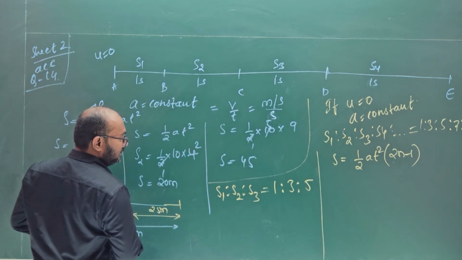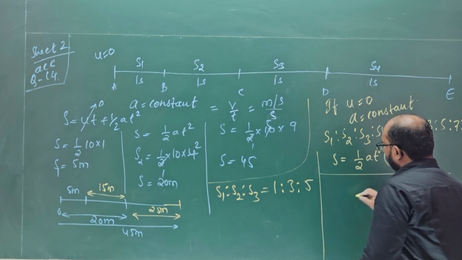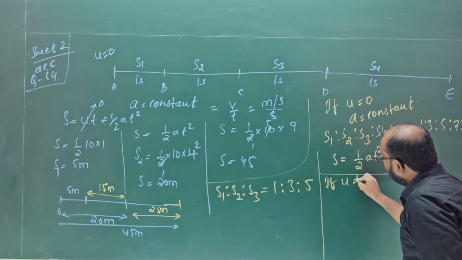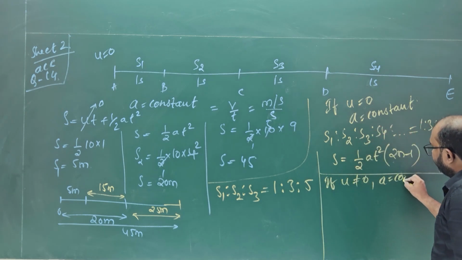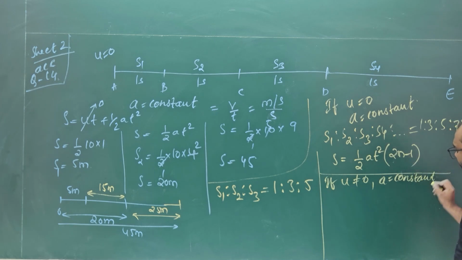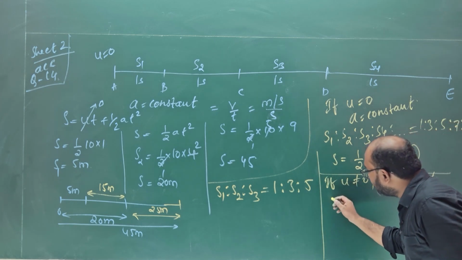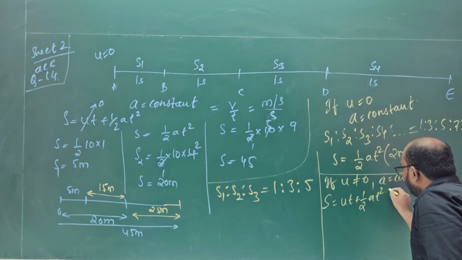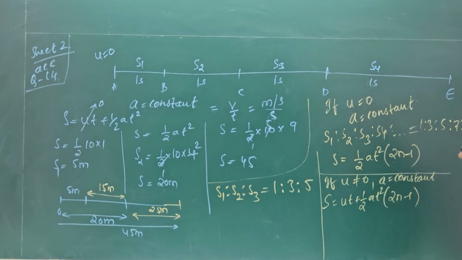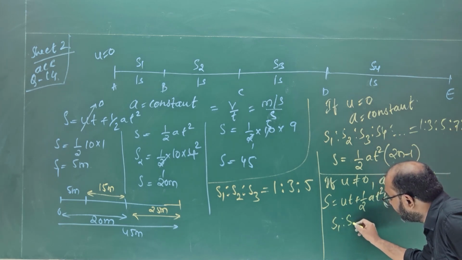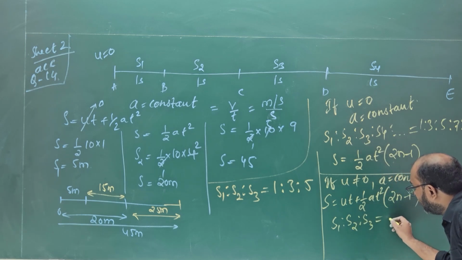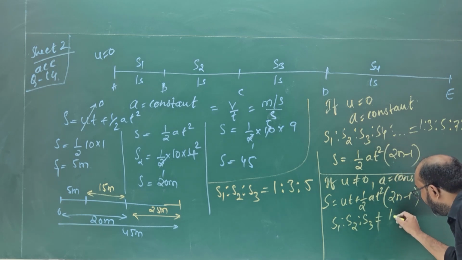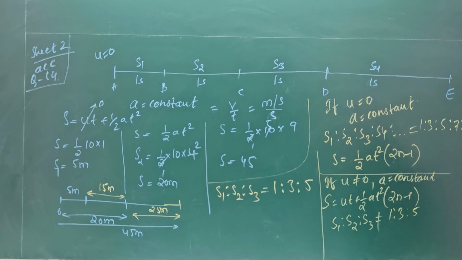If u is not 0 but a is constant, then the same equation can be written as s is equal to ut plus half at square, again into (2n minus 1). But here s1 is to s2 is to s3 is equal to, sorry, not equal to, 1 is to 3 is to 5. I got my point.